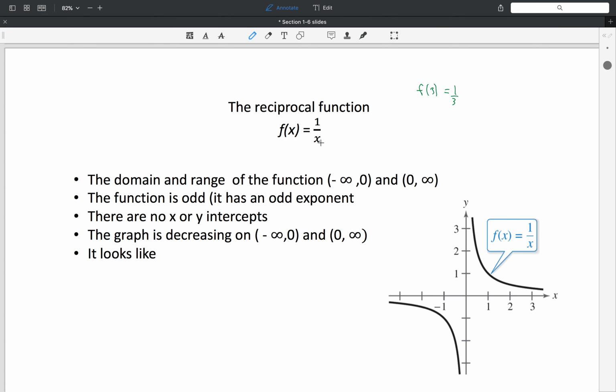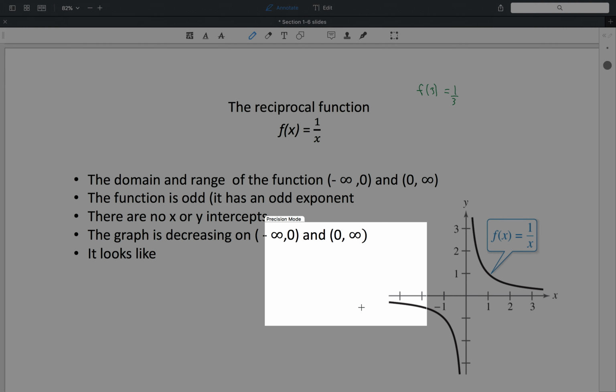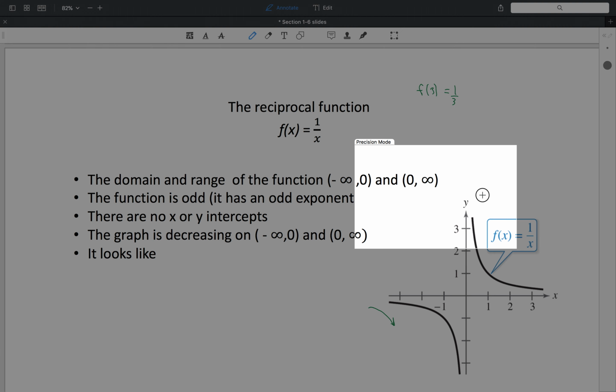The function is odd. It has an odd exponent. There are no x or y intercepts. Notice it doesn't hit any axis. The graph is decreasing everywhere. It starts really close to 0 over here, and then it goes down. Then it gets really steep over here. And it's decreasing here, right here.